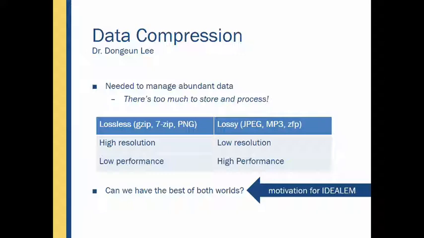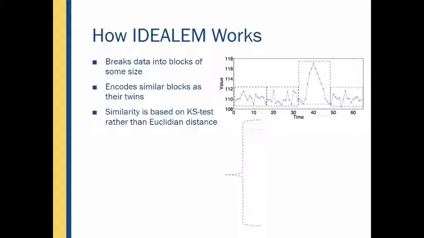So that was the motivation for my software called IdealLand. This is a data compression algorithm I introduced last year, and it's based on a very simple idea. First, I'm showing you on the right-hand side a toy example of, I think, 64 different data samples over time. It has some value here. Once again, this is a toy example generated from some artificial data.